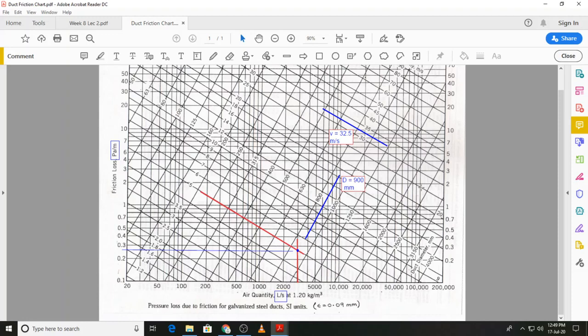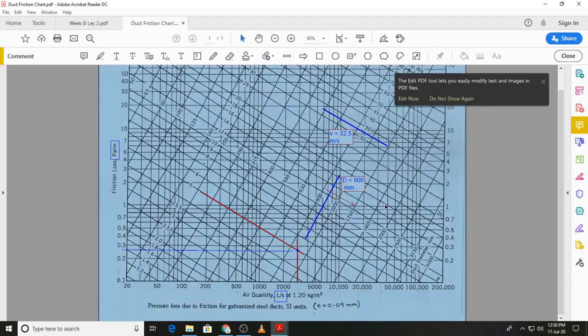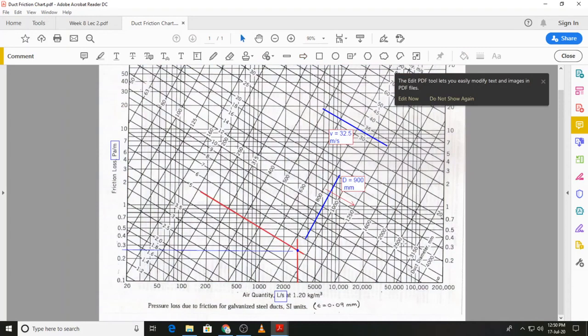Now we also have the duct diameter over here. You can see the duct diameters are increasing in this direction, and the values are given over here. So for example, this value that I've shown by this line over here, it is between 800 and 1000 millimeters, so it is around 900 millimeters. So the diameters are given in millimeters.